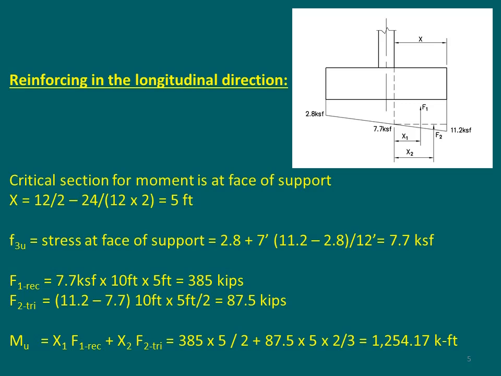Now the x1 distance is going to be equal to 2.5 feet, 5 divided by 2. The x2 distance is going to be equal to what? 2/3 of this 5 feet. Now let's look here at the final equation. It says M sub U, this is going to be the moment acting on the concrete section of the footing, equal to x1 F1 plus x2 F2. That I have 1254.17 kip-feet.